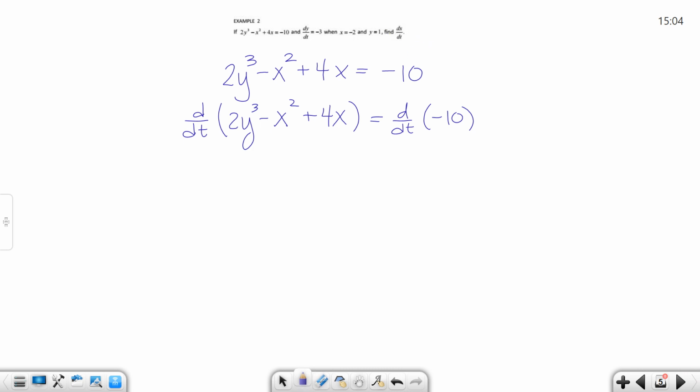Okay, so let's take this derivative. Using the basic power rule, I would have 6y squared. But remember, throw a dy dt in there. Minus 2x. But remember, throw a dx dt in there. Plus 4 dx dt. And the derivative of negative 10 is 0 because the derivative of a constant is 0.